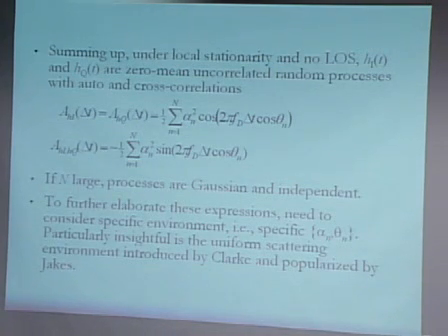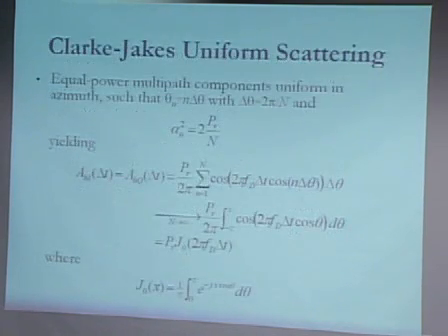Okay, so a particularly insightful environment that is very often invoked is the so-called uniform scattering environment that was introduced by Clark, but it was popularized by Jakes. So it's often called the Jakes spectrum or the Jakes environment, although it was introduced by Clark. So I'm going to call it the Clark-Jakes uniform scattering. And this is as simple as it gets. So let me draw a picture.